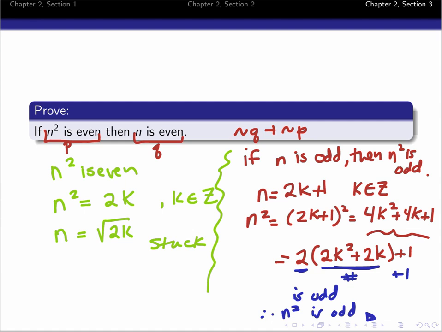Any questions on using contrapositive to prove stuff?